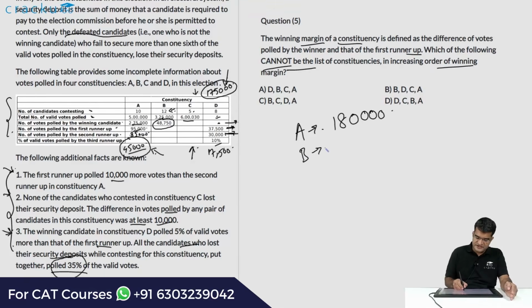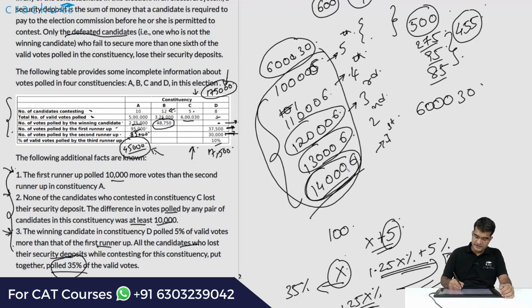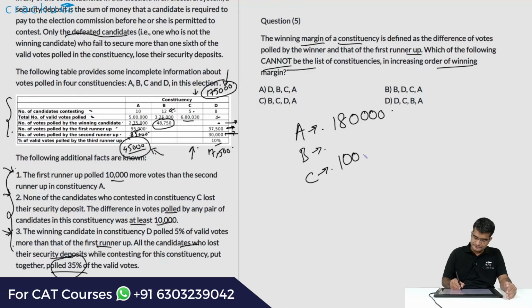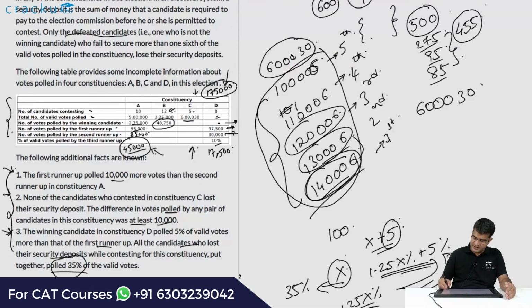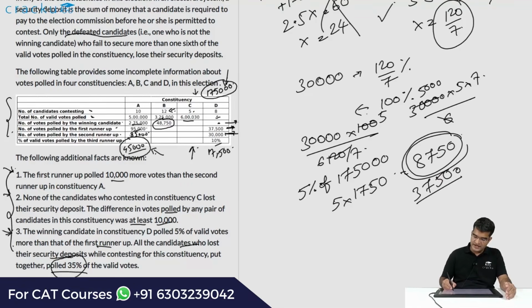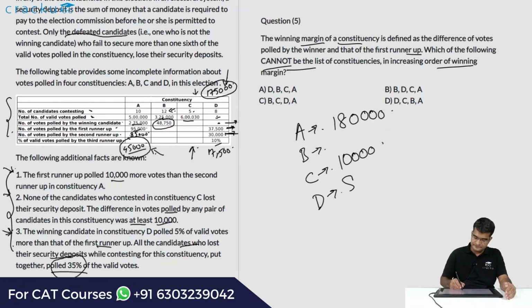The winning margin of B is not known because we only know that the winner has gotten 48,000 votes. For C, we know the winning margin because we know the number of votes polled by each of the candidates, and the winning margin would be 1,40,006 minus 1,30,006. So it will be exactly equal to 10,000. And the winning margin of D, we have also calculated earlier. This will be 5% of 1,75,000, which is equal to 8,750.